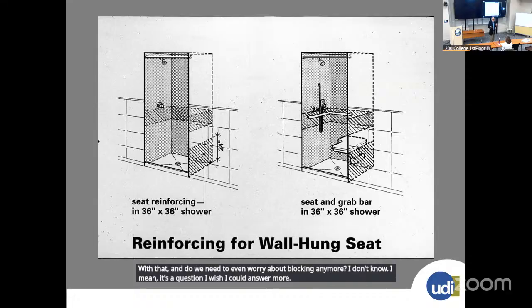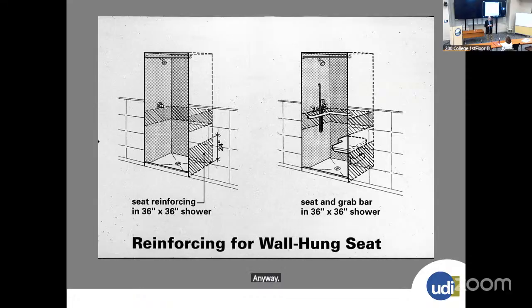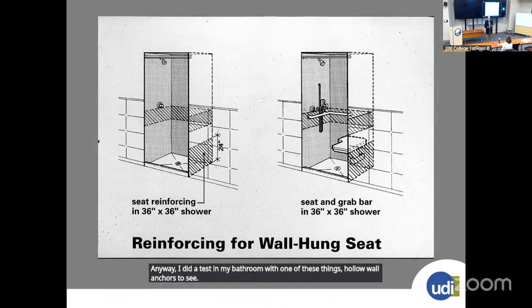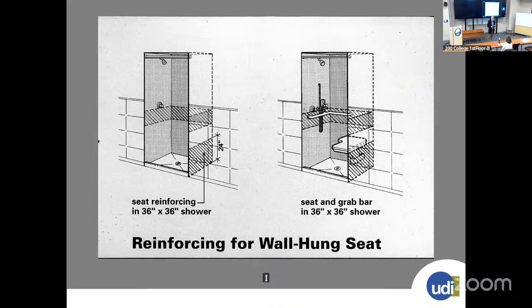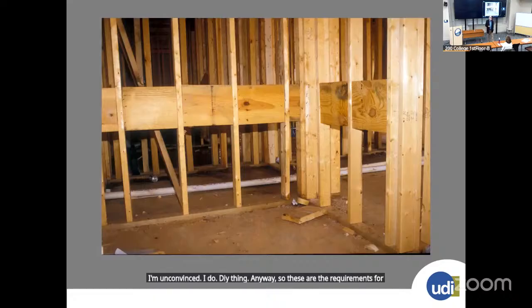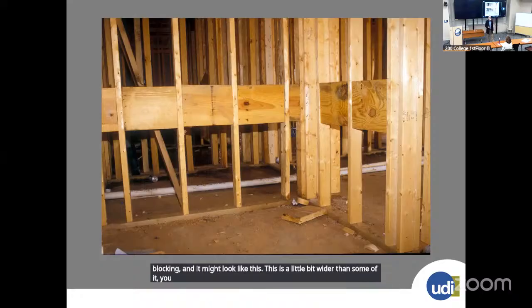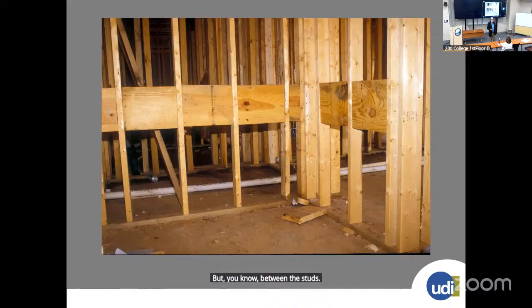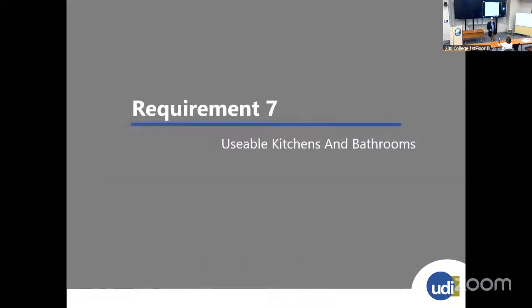But anyway, I did a test in my bathroom with one of these hollow wall anchors to see. I'm unconvinced. I did a DIY thing. Anyway, so these are the requirements for blocking, and it might look like this. This is a little bit wider than some, you might want to space that within, but between the studs. So here we are, requirement 7. Usable kitchens and bathrooms.